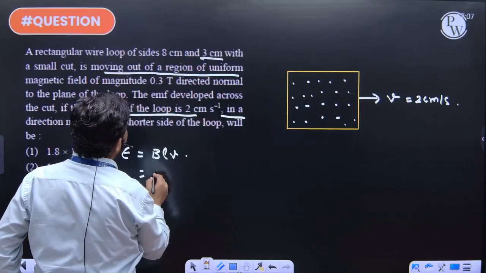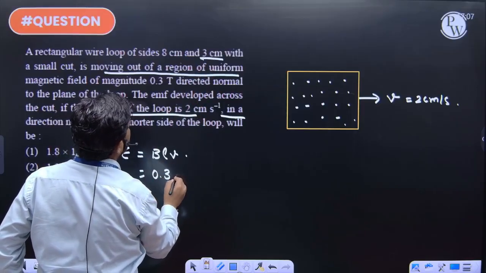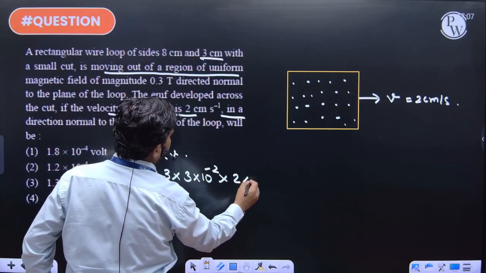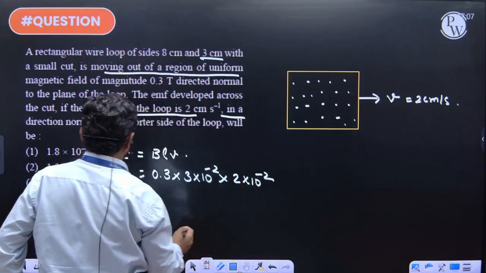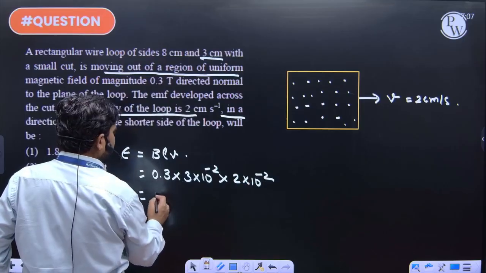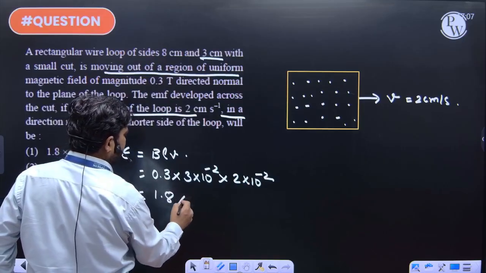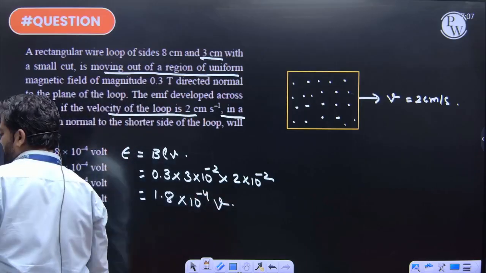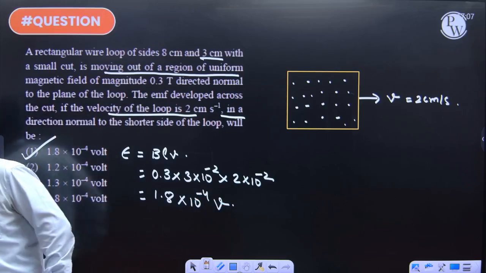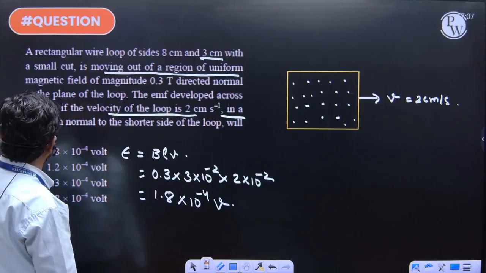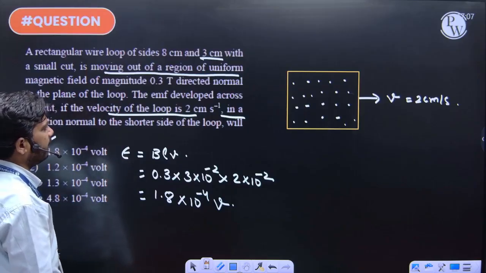The magnetic field is 0.3 Tesla. L is 3 into 10 to the power minus 2 and velocity is 2 into 10 to the power minus 2. So how much will it become? 0.3 times 3 times 2 is 1.8, so 1.8 into 10 to the power minus 4 volt. Correct. So option number 1 is the correct option. I hope it is clear.